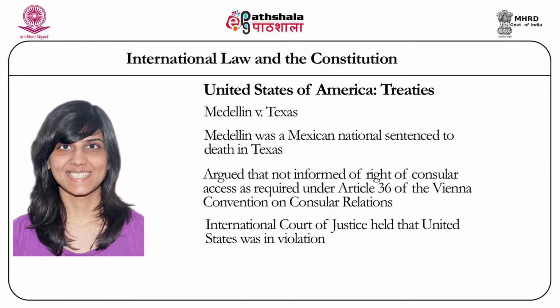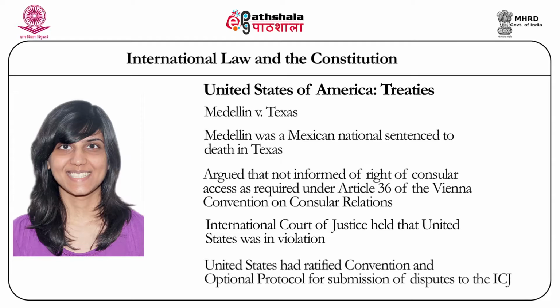The issue for consideration in Medellín was whether the ICJ judgment was directly enforceable by United States courts as domestic law. The United States had ratified the Vienna Convention, as well as the optional protocol concerning the compulsory settlement of disputes to the Vienna Convention, in accordance with which all disputes arising out of the Vienna Convention were to be submitted to the ICJ. Speaking for the majority, Chief Justice Roberts made a distinction between the grant of jurisdiction and agreeing to be bound by the judgments of the ICJ.